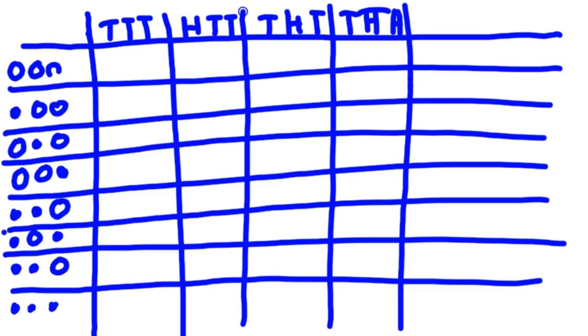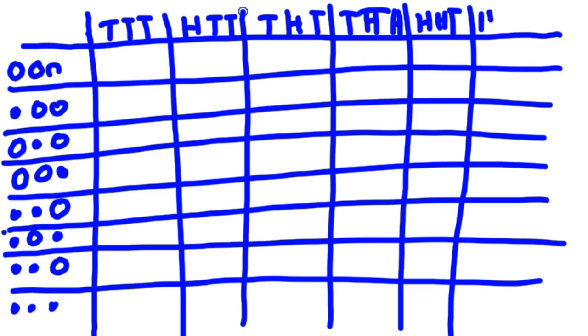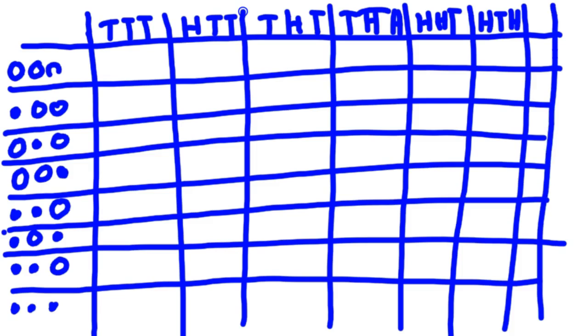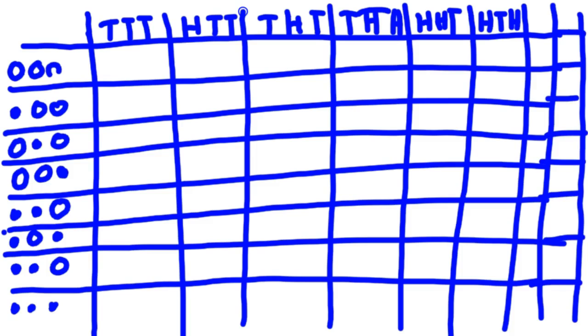Then we could have head, head, tail, head, head, tail. Hopefully I'm going to make this fit. We're going to have head, head, tail, head. And I'm going to have to squeeze them in. So we're going to have 1, 2, 3, 4, 5, 6. We got 7. And then 8 is all heads. And so I've got them all to fit in.